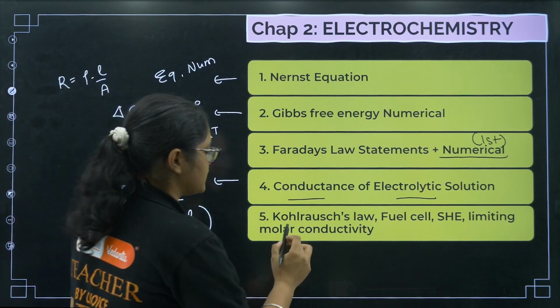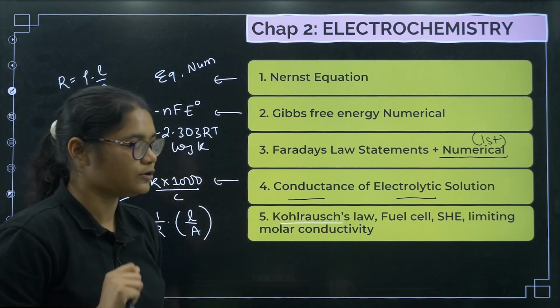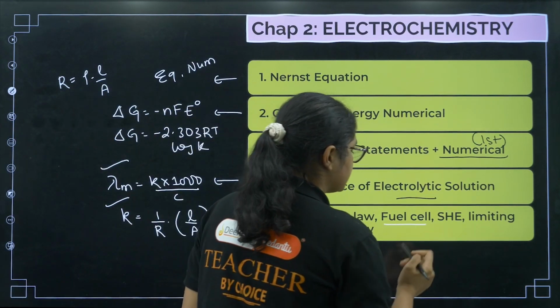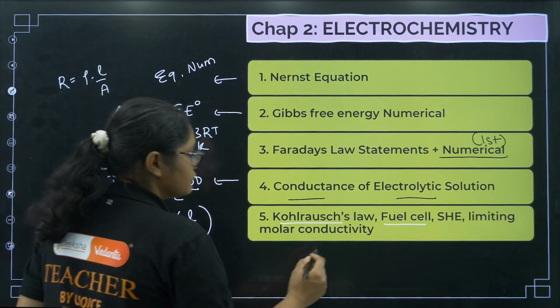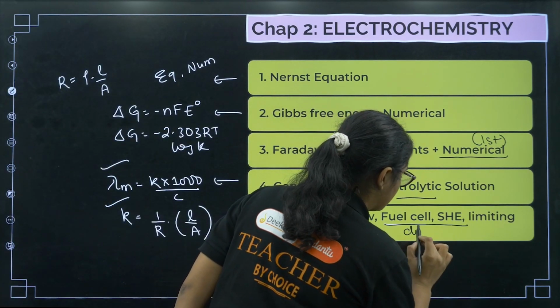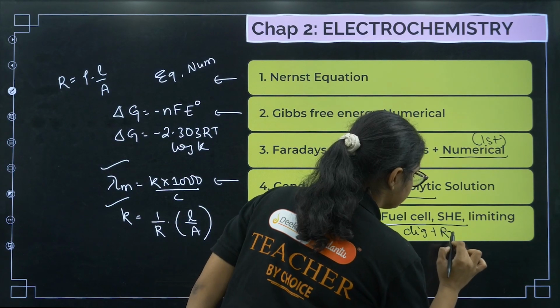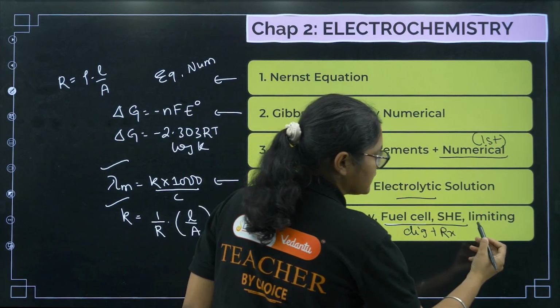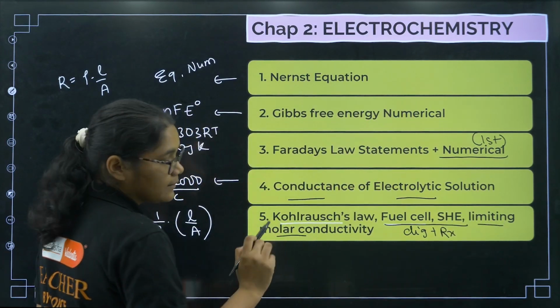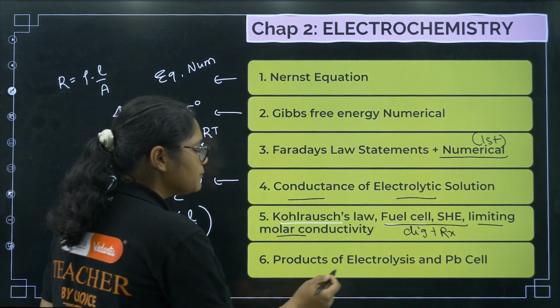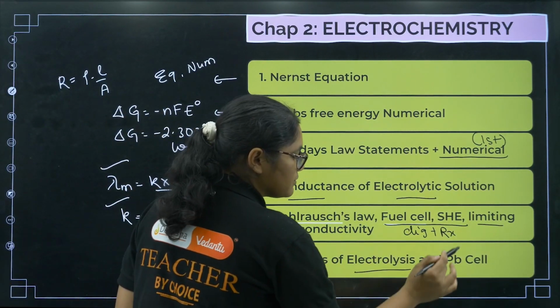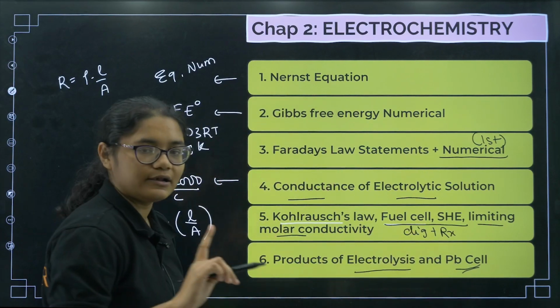After that, what all things we have? Here are some definitions that you should be knowing. Kohlrausch's law statement you should be knowing. Then fuel cell. For fuel cell and SHE, okay? For these two, you should be knowing the diagram plus reactions, okay? Anode and cathode reaction. Then what is the definition of limiting molar conductivity? After that, you have products of electrolysis, and from the commercial cell focus on the lead cell.